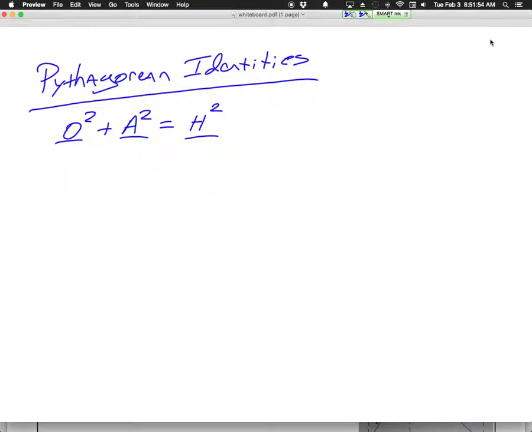Alright, so the first time I divided by h squared. What's something else I might want to do? Divide by O squared. So obviously O squared divided by O squared is 1. Now let's figure out what A squared divided by O squared is. What's A squared divided by O squared? Cotangent. So this would be cotangent squared.